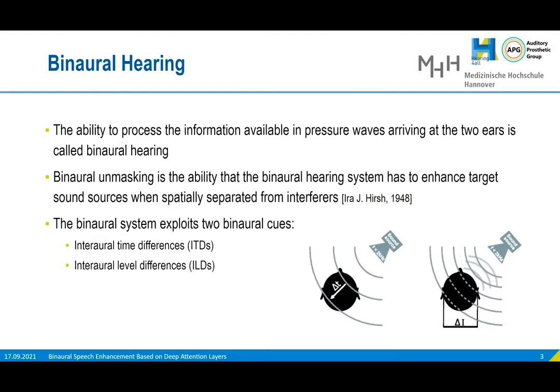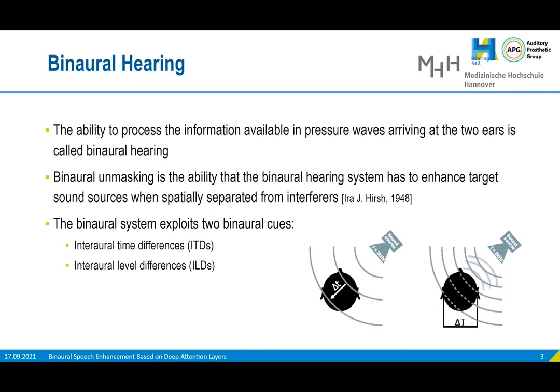But what is binaural hearing? Binaural hearing is the ability that the brain has to process information available in the sound of each ear and both sides of the head. Binaural hearing gives us a mechanism called binaural unmasking, which is the ability that the binaural system has to enhance target sound sources when spatially separated from other interferers.